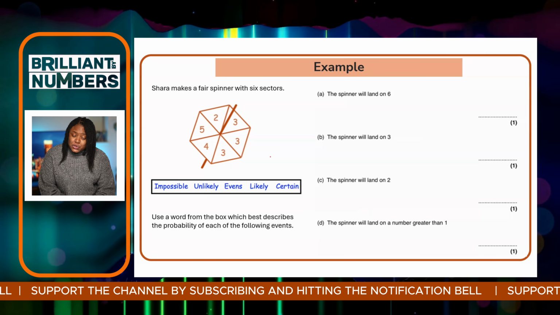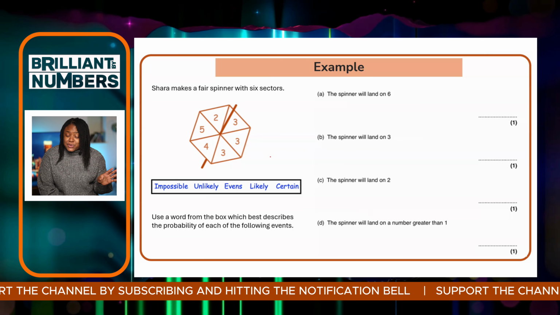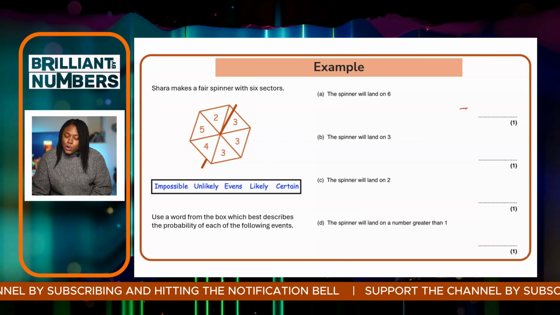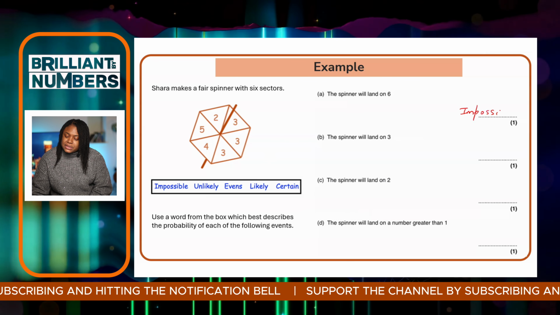So I take note of my spinner, and there are no 6s on this spinner at all. Therefore, the word that describes that is going to be impossible. So we just simply write that down, impossible to happen, 1 mark.